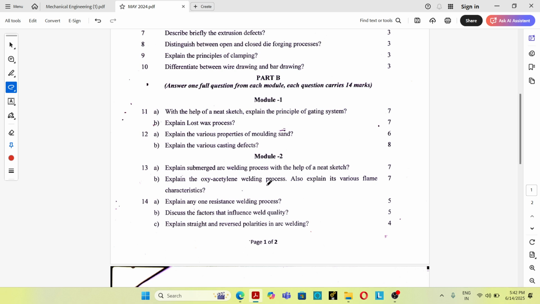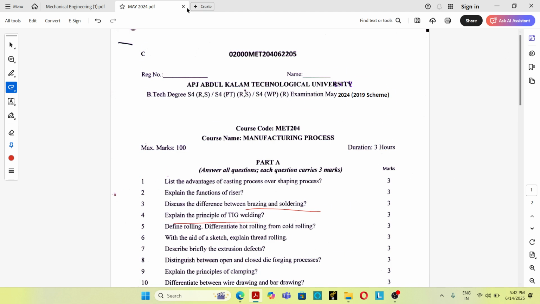Explain the oxy-acetylene welding process. Also, explain its various flame characteristics. Explain any one resistance welding process. Discuss the factors influencing weld quality. Explain straight and reverse polarities in arc welding. See, all this we have explained in the class. Okay.